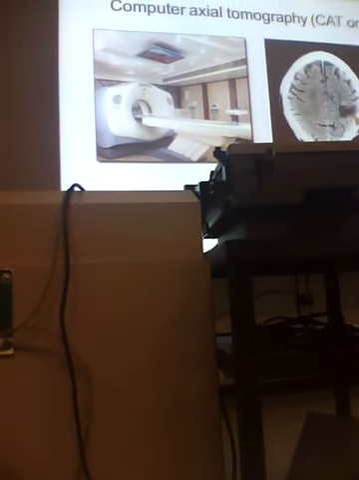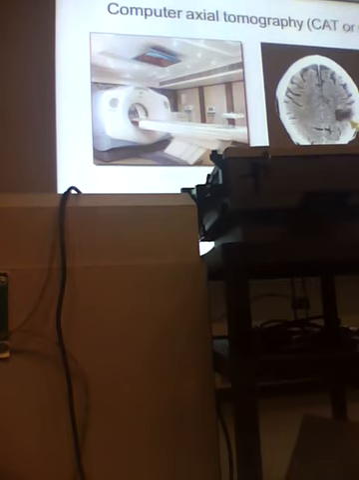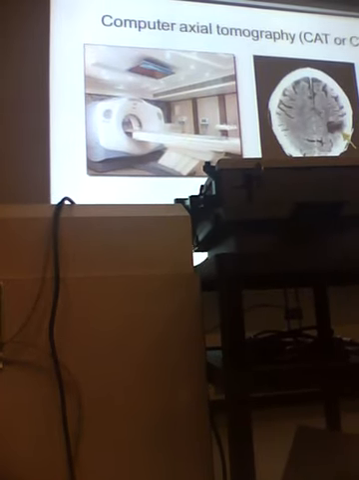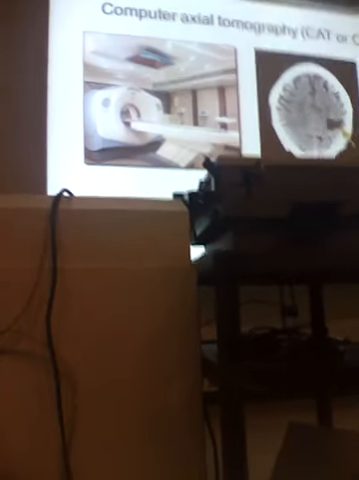Computer axial tomography. This is the contraption, and it's in many hospitals all over the place, a very common technique. Let's say you have a stroke. Almost the first thing that they do when they take you, or your relative, or friend, to emergency would be to put you in one of these machines and see if there's evidence of a stroke. And if there is, then they'll begin treatment immediately. So CAT scanning is common.